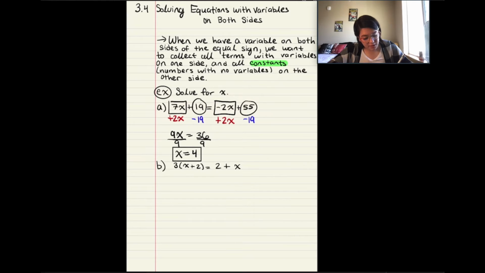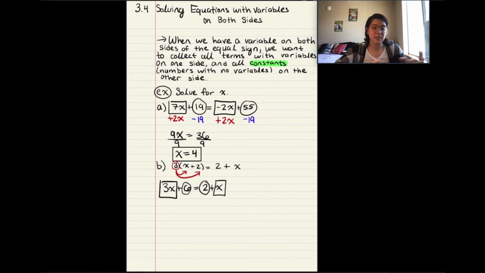So I'm going to take this 3 and distribute it in. So we'll have 3 times x, which is 3x, and also 3 times 2, which is 6. And on the right, we still have 2 plus x. And now I will box all my variables and circle my constants.